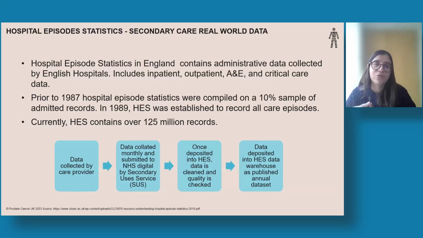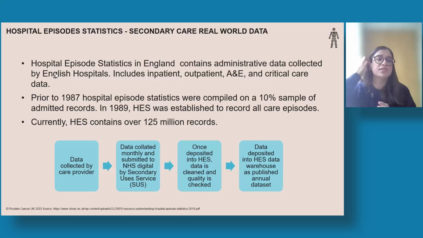Before 1987, Hospital Episode Statistics were only recorded on a 10% sample of admitted records. In 1989, HES was established to record all care that was given, and initially it was created as a quality control data set. After 1989, the number of records has been increasing, and that has allowed research to use this data set. At the moment, we have over 125 million records in HES.